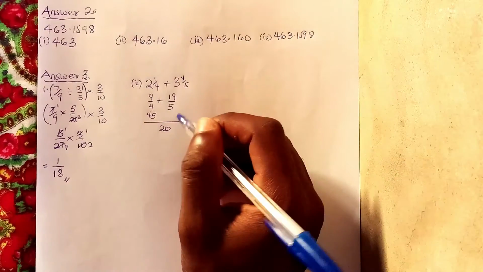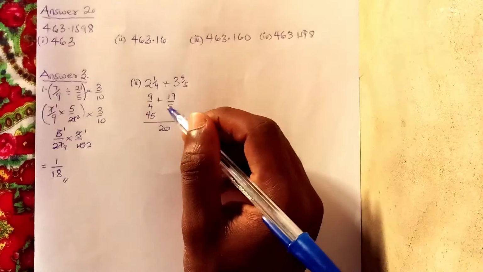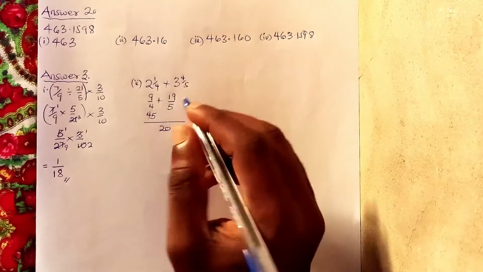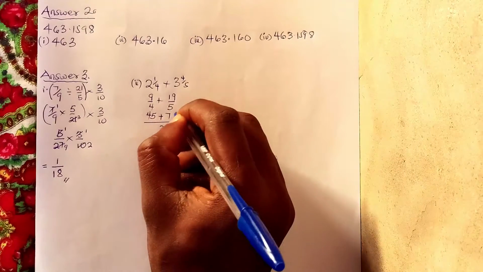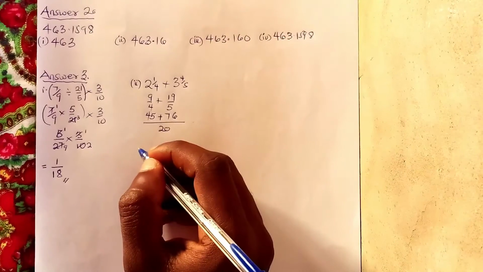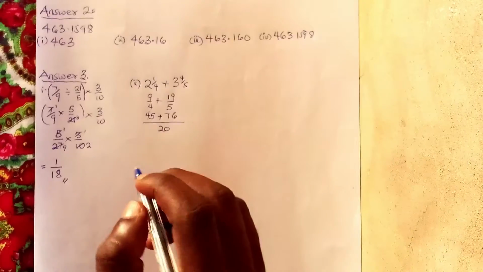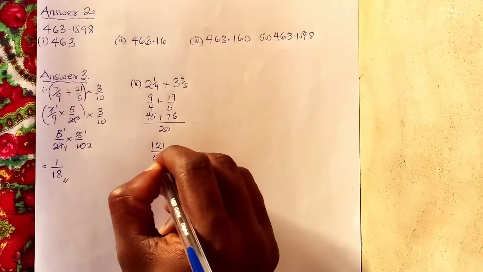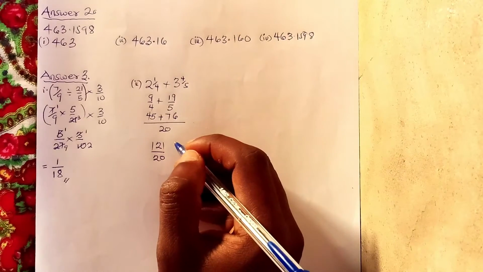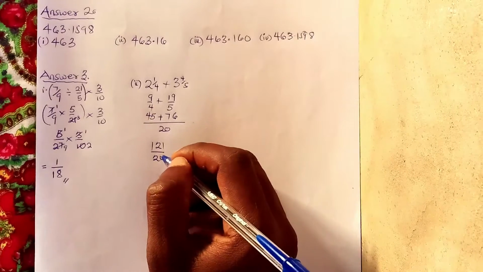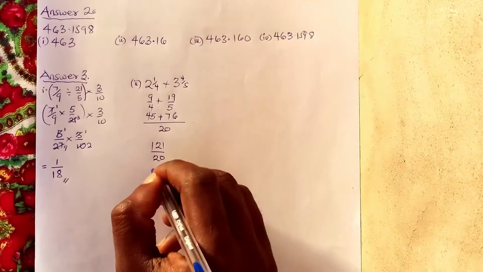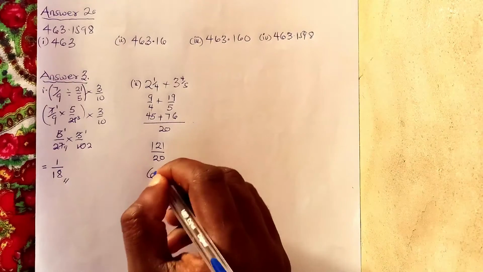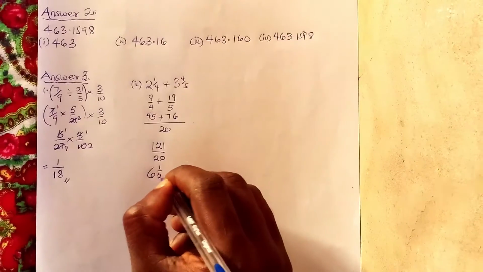Now 5 divides 24. 4 times the numerator 19 is 76. So plus 76. So we have 76 plus 45 gives us 121 over 20. With this we can change it into the mixed fraction. 20 into 121 is 6, giving us 120. We have a remainder of 1 over 20.